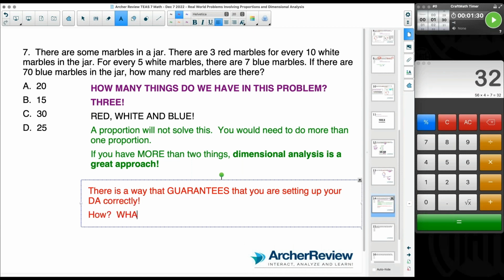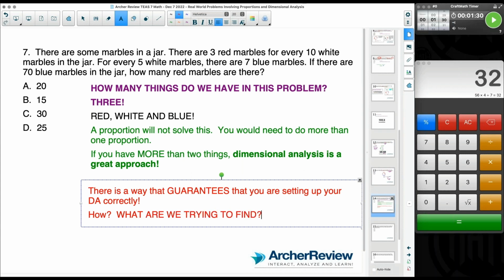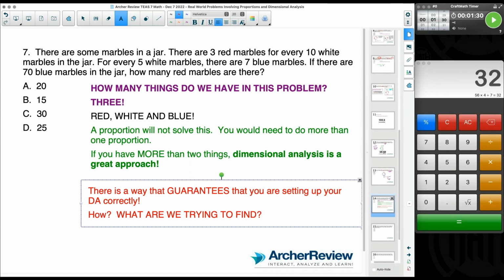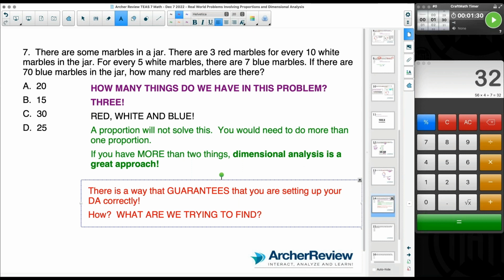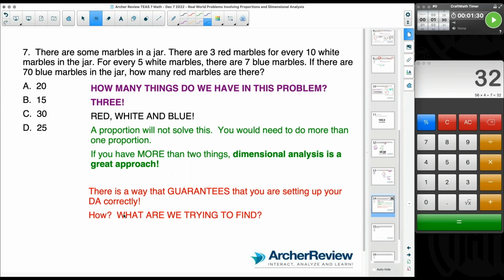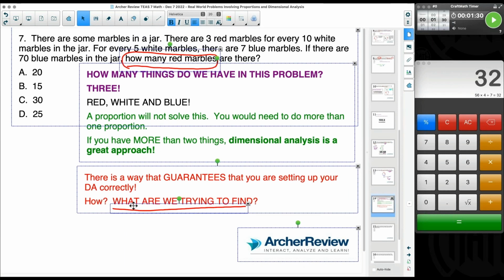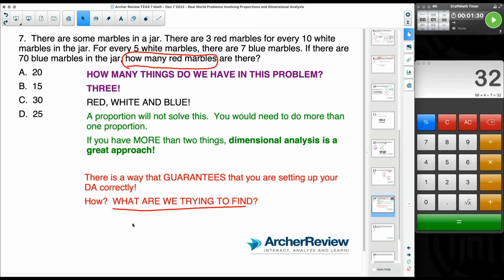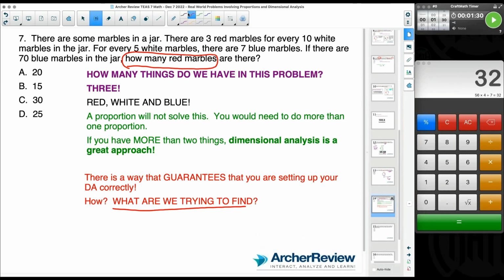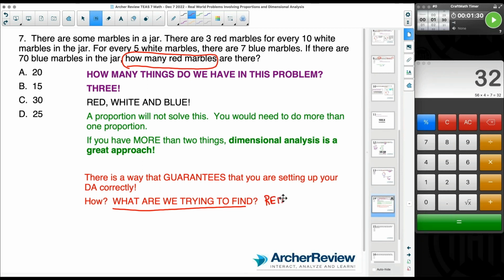How? Here's the question. What are we trying to find? This is what you want to ask yourself. When you're doing dimensional analysis, ask yourself, what am I trying to find? What is the question asking us to find? The question is asking us to find how many red marbles. That is our goal. And by the way, this technique is pretty much the only technique that you need to know for med dosage once you get into nursing school. This technique I'm going to show you here is the only technique you need to know for 99% of the problems. So what are we trying to find? We are trying to find the red marbles.